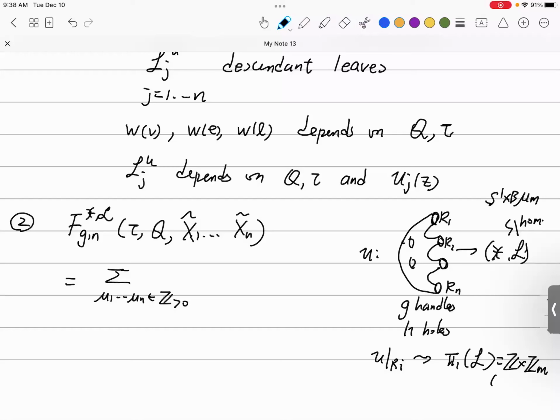And so this gives us some class U. So let me write this J, μ_J, K_J. So μ_J is a positive integer, and K_1 to K_n are elements in Z mod MZ. And this also depends on framing. So today I'll write it in this way.